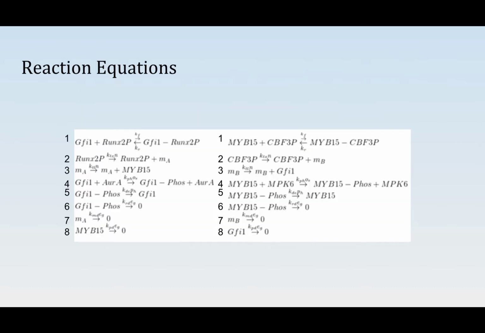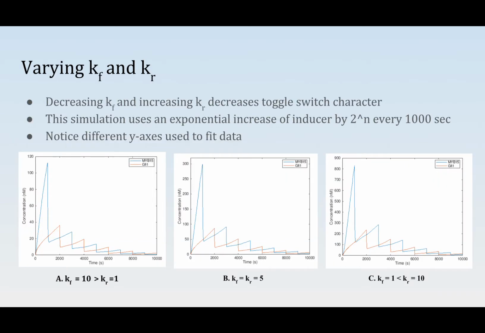Shown here are the reaction equations. In row 1, we see the binding and dissociation of repressor and promoter. Row 2 shows transcription. Row 3 shows translation. Row 4 is the phosphorylation of repressor. Row 5 is the dephosphorylation of it. And rows 6, 7, and 8 respectively show the degradation of phosphorylated repressor, mRNA, and dephosphorylated repressor.